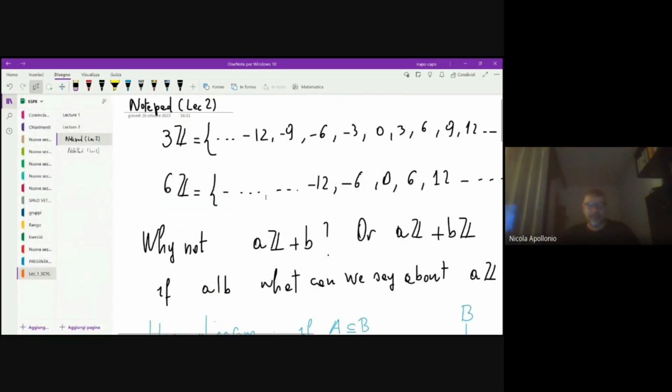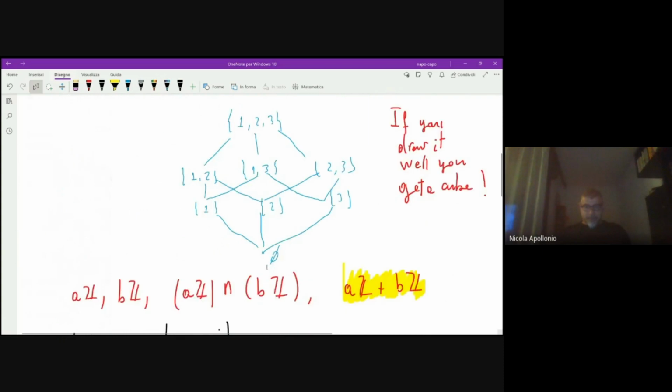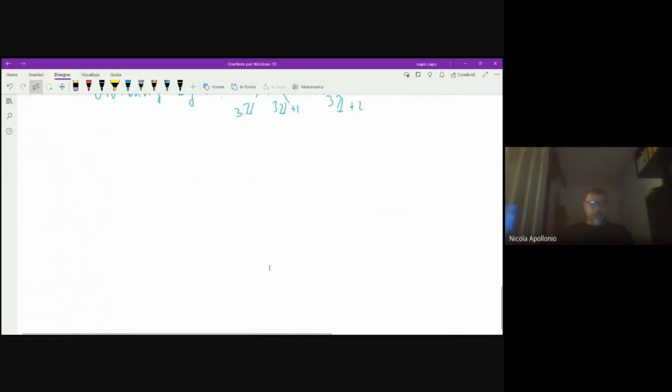Let us do some practice with these concepts, and let us recall what we mentioned last time. Hopefully you remember this set of the form A times Z. Z is the set of integer numbers, a set of integers.